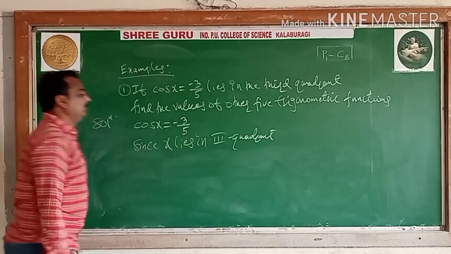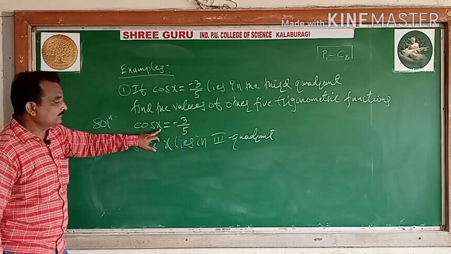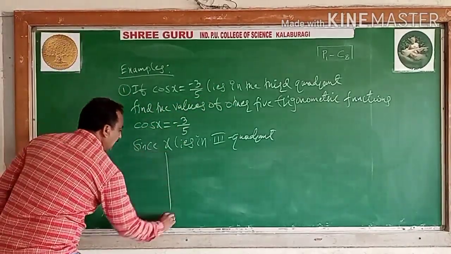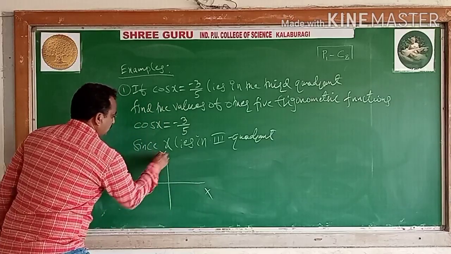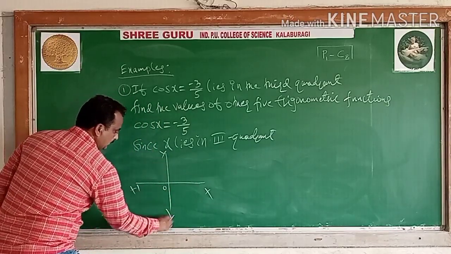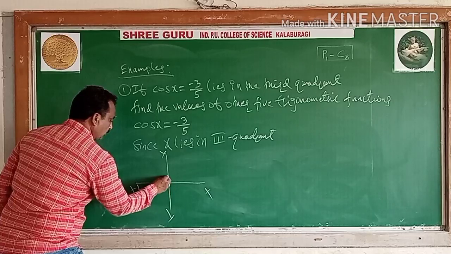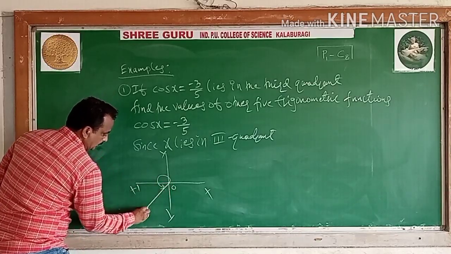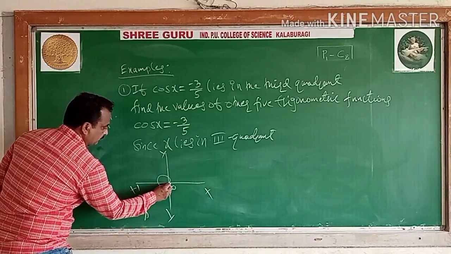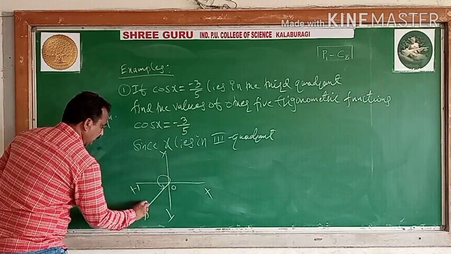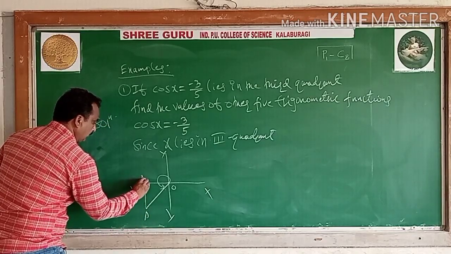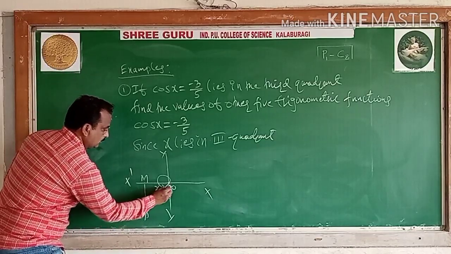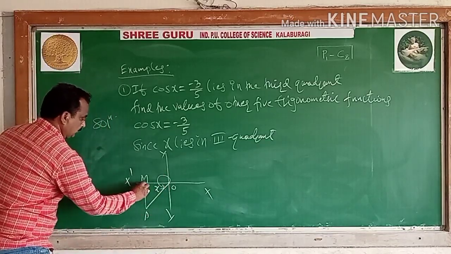X means the angle theta. It is cos theta, and theta lies in the third quadrant. Let us draw the diagram in the third quadrant, students. Take the right angle triangle. OP is the terminal side here. Draw PM perpendicular to the x-axis. The angle x makes the third quadrant, because the third quadrant is given here.